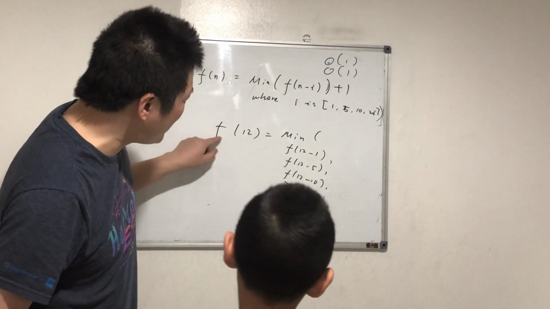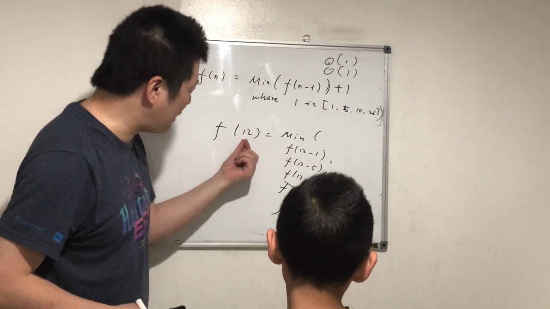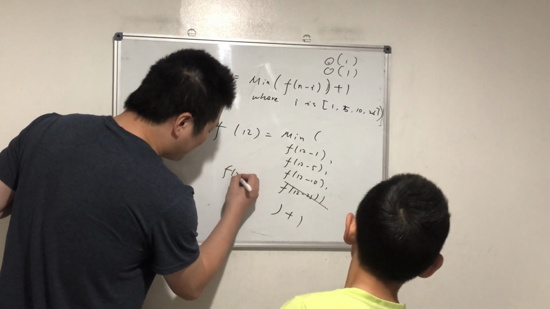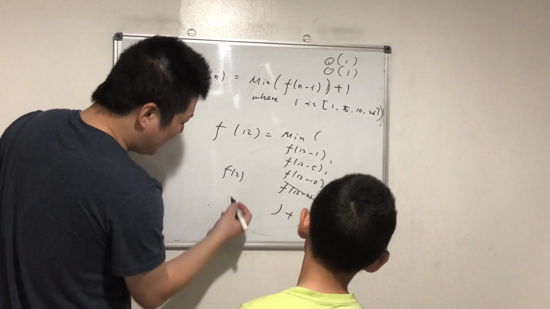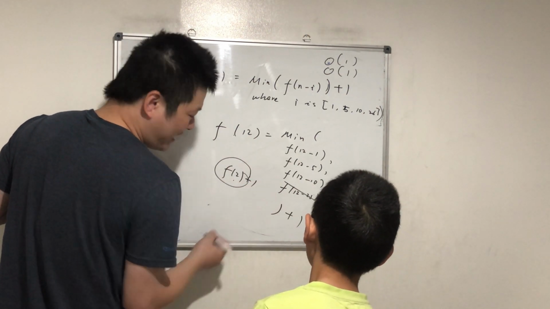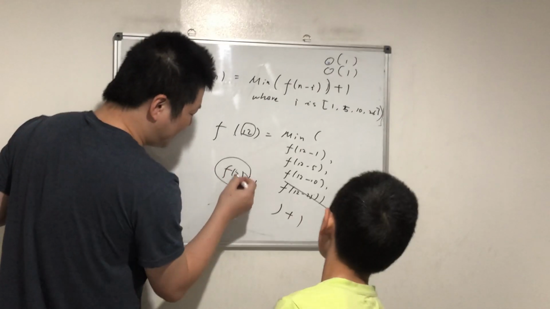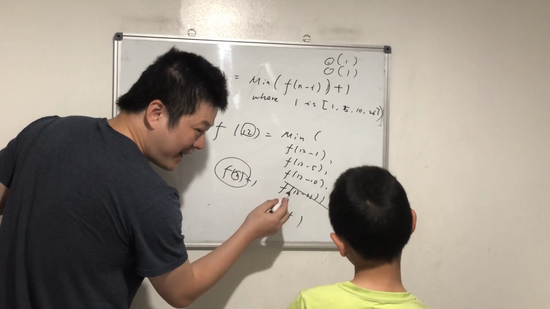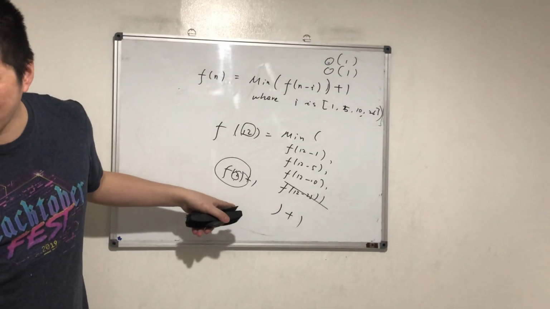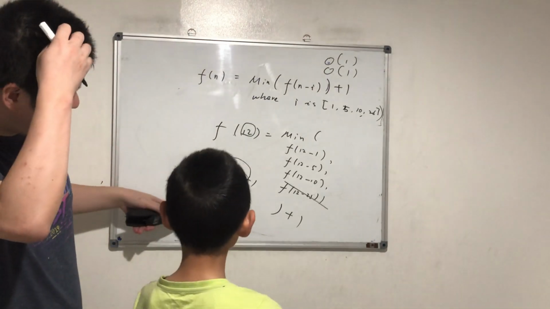So the previous one we can have is F2, right? If we know F2, we know F12 is F2 plus 1, because F12 is 2 plus 10, and we have 10 coins. Does it make sense, Eric? Does it make sense, this one? Kind of, yeah?